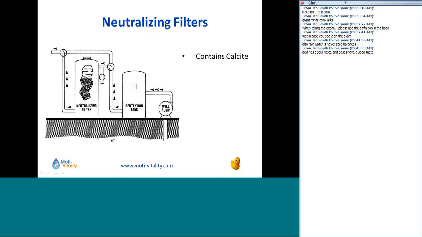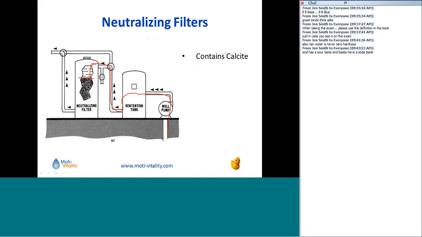So the water pump is pumping it in. It goes through a retention tank first. Then it goes up through here, and you put calcite in here. Now, like I said, this is essentially the earth. It's what nature does in a lot of areas of the country to neutralize the water. So the water comes in and it goes down through this.